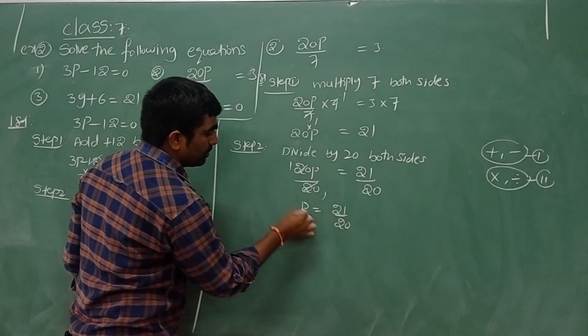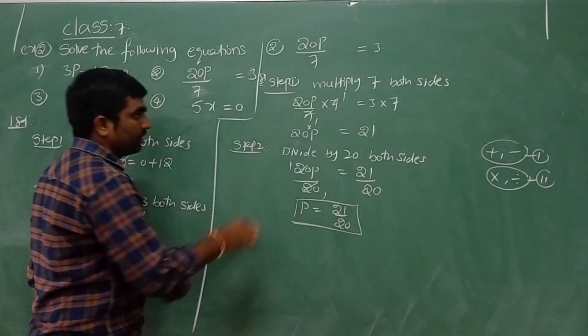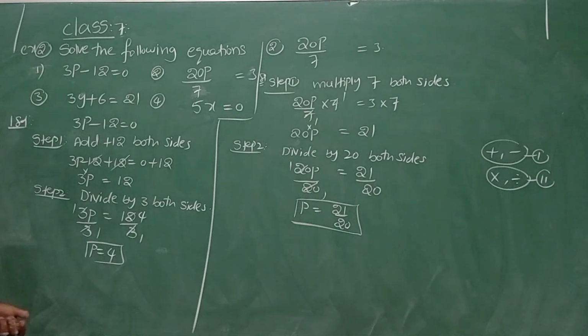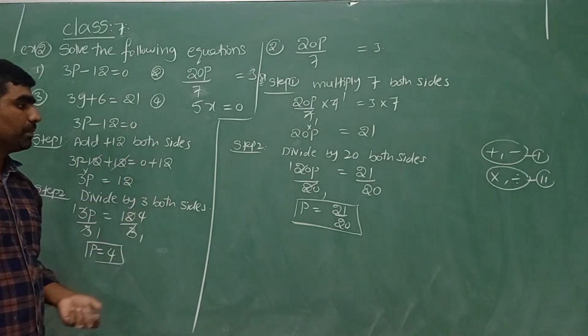It is already in simplest form. If not, you can convert. That is the p value. So like this, we can find the value of the variable by using the method of balancing.